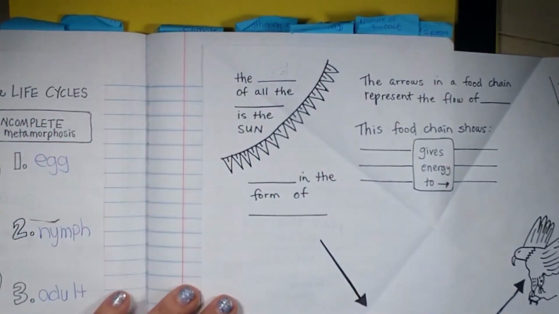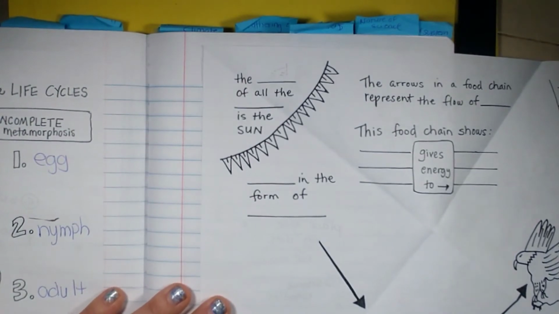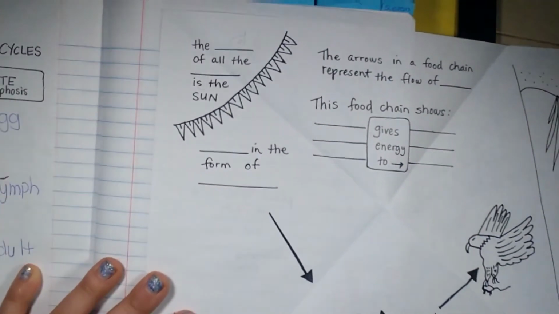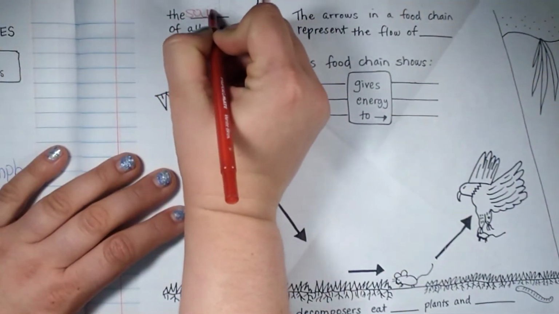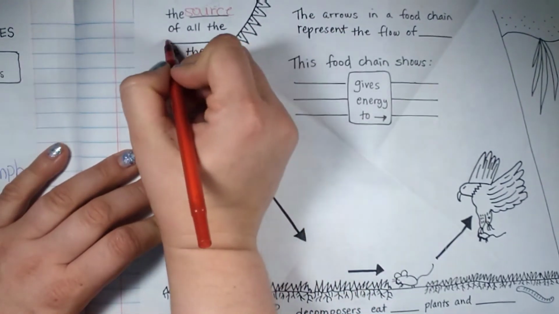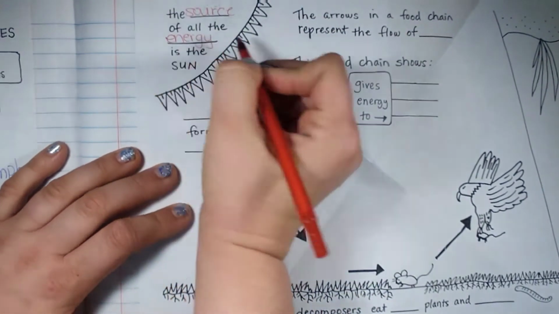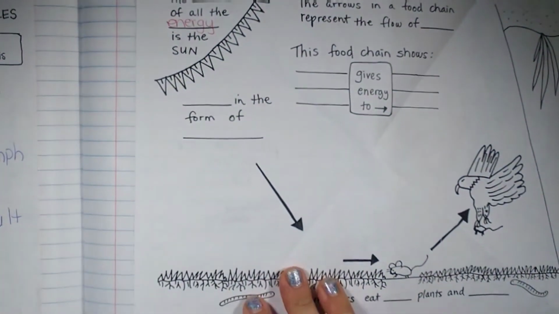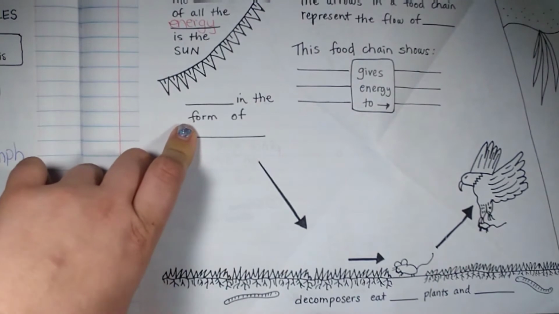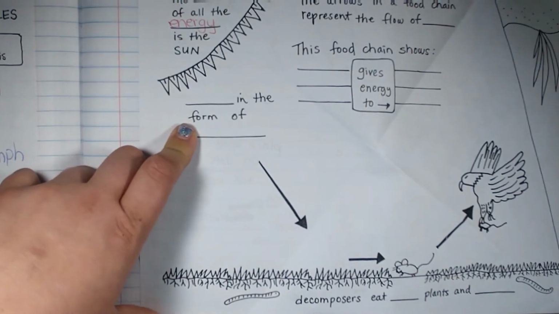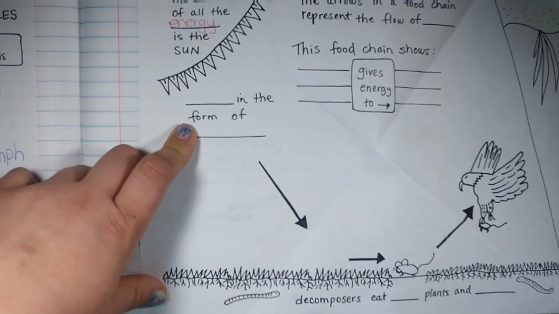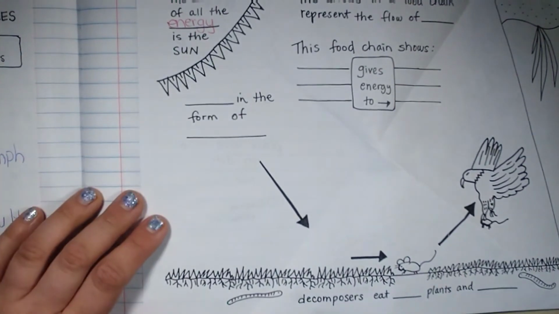Okay. Now we're going to move this in the middle. The source of all of the energy is the sun. Everything starts with the sun. If you think about it, the sun grows plants. Some animals eat plants. Some other animals eat other animals. And then when they die, the decomposers eat it, and so forth. So it's a big cycle we're going to talk about here.